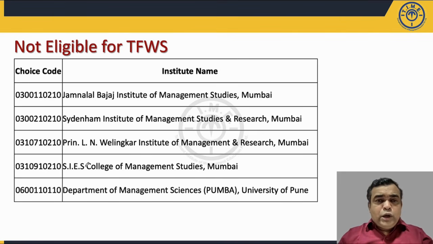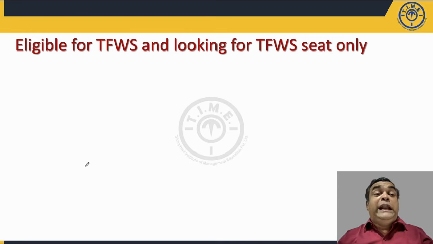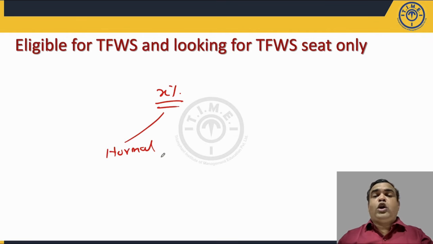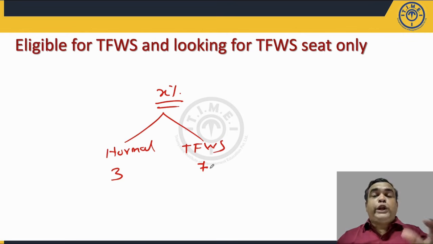But look at the other situation. You are eligible for tuition fee waiver seats. But as I said, tuition fee waiver seats cutoffs are lower. So for example, if you have an X percentile, in a normal category, normal seat, if you claim, you might get a college number 3. But if you go for tuition fee waiver seats at the same X percentile, you might get a college number 7. So now what is your choice?